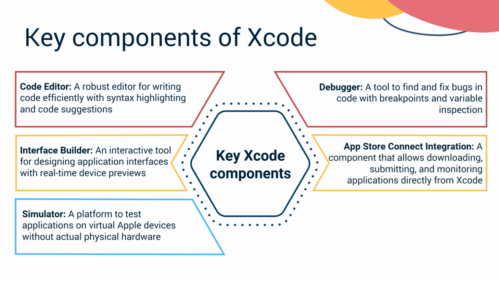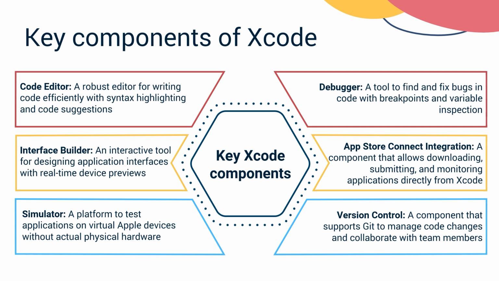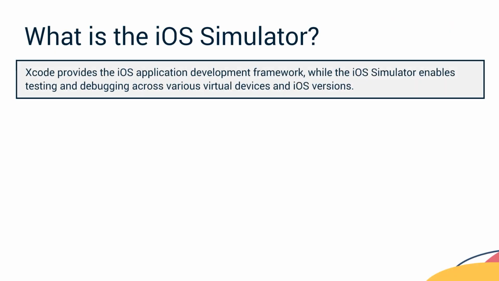App Store Connect integration is a component that allows developers to download and develop applications for the App Store. It also facilitates the process of submitting applications to the App Store and monitoring their performance directly from Xcode. Finally, the version control component supports Git for managing code changes, collaborating with team members, and maintaining different versions of the codebase. Xcode provides the development framework and tools to build iOS applications, while the iOS simulator within Xcode enables testing and debugging across various virtual devices and iOS versions.